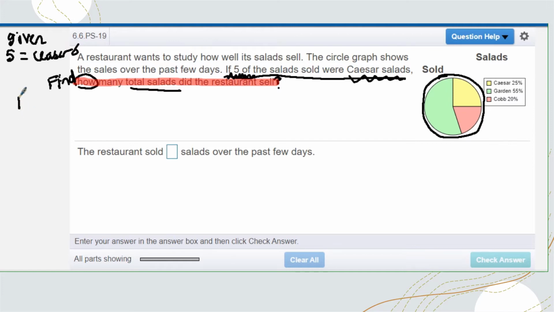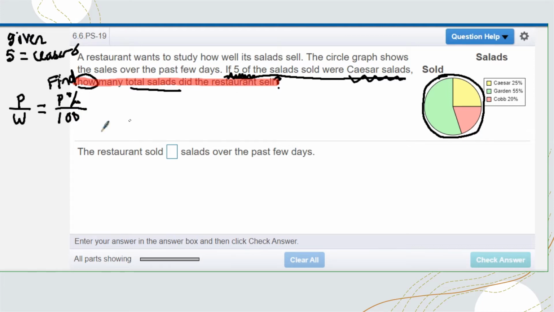Well, a percent is a part to whole ratio, so it's a part to whole fraction, and you basically just want that fraction to be equivalent to per 100. So it's going to be the part over the whole is equal to the part percent over the whole percent, and the whole percent is always 100.